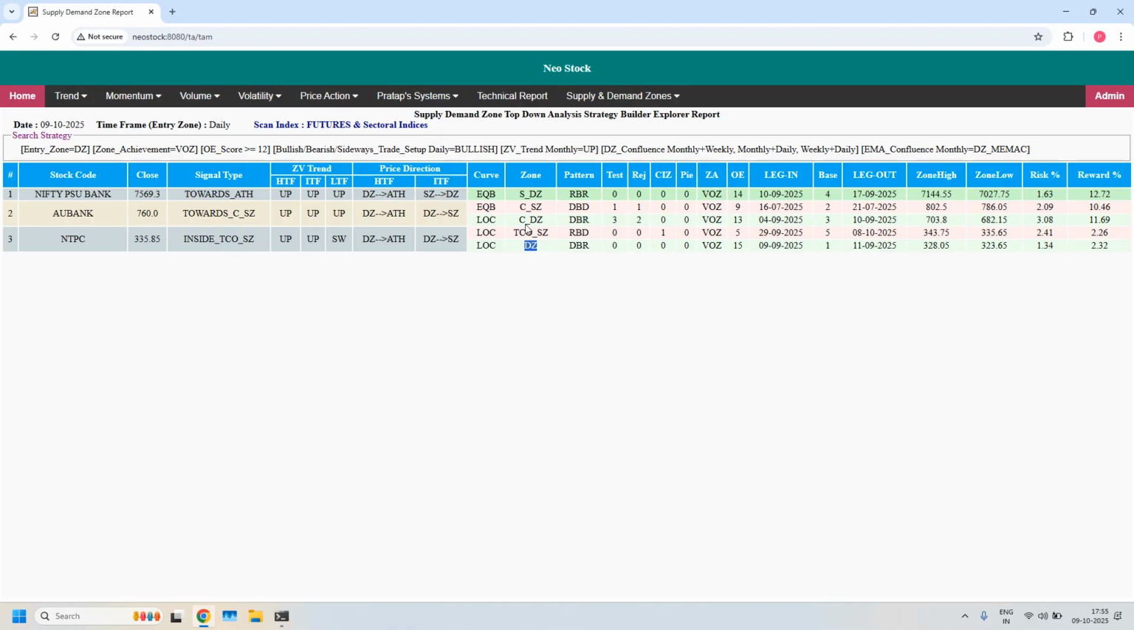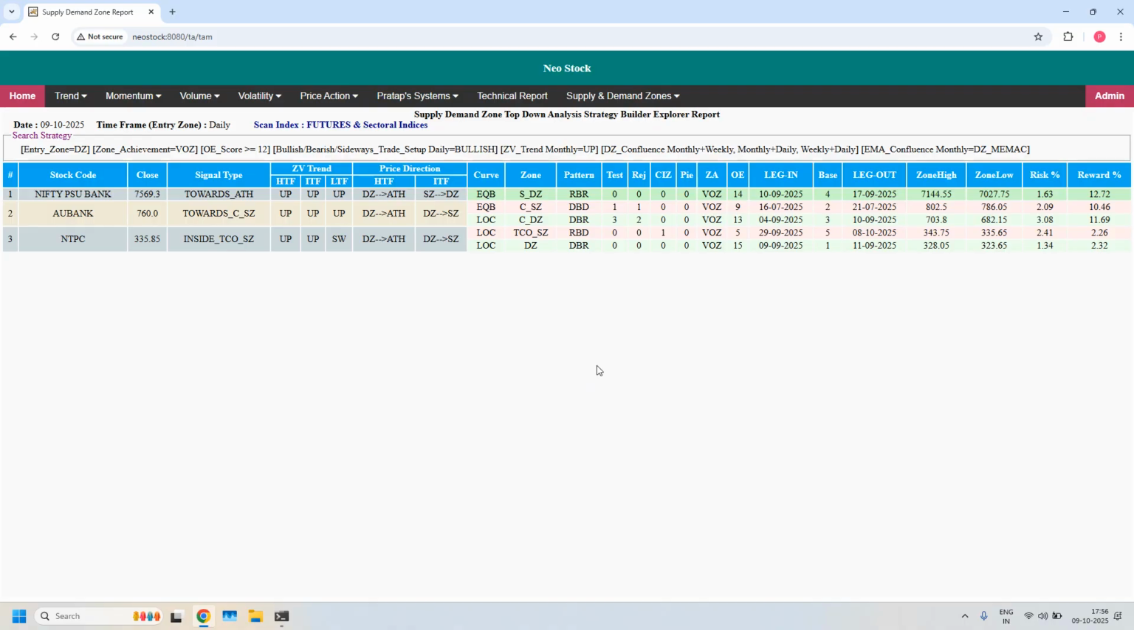So these 3 daily demand zones might be having more high probability to get success, provided lesson 20 checklist items are satisfied. Otherwise, higher chances of zone violation.